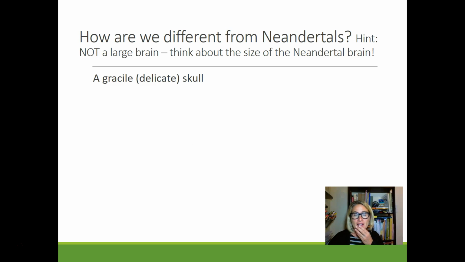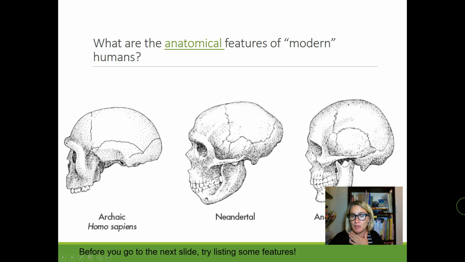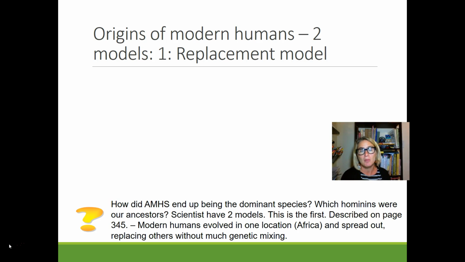So a modern Homo sapiens skull should be quite easy to identify in comparison to the other hominins. Now you may be asking yourself, well, how did this weird chin hominin with a flat face and a big forehead, well, how did that species become the dominant hominin?